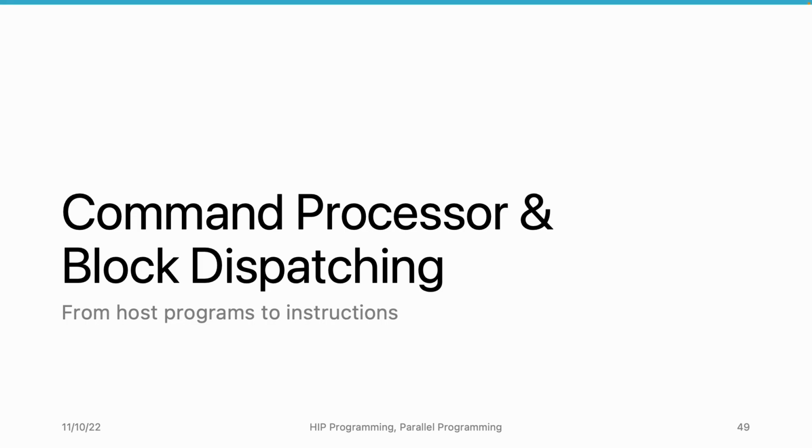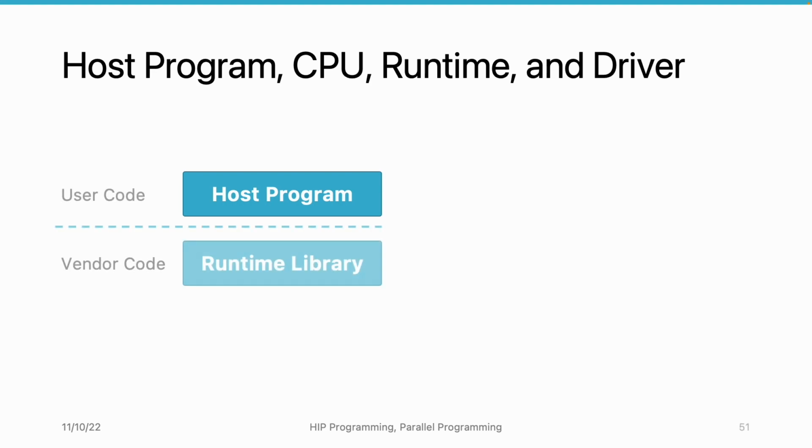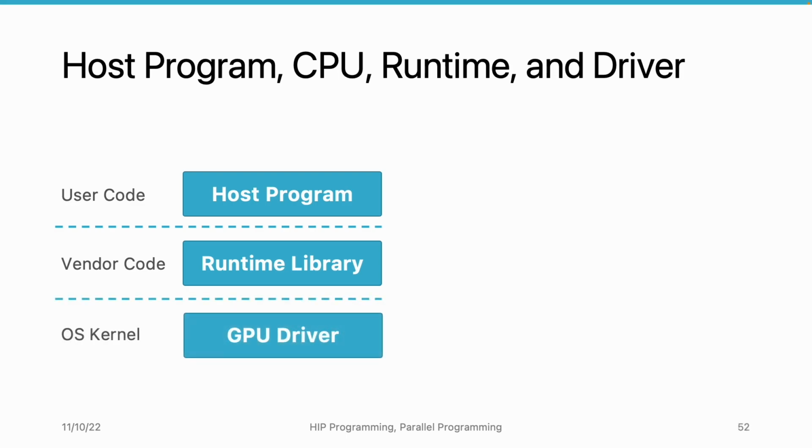We try to understand how your code works from the host program side, the kernel launching process, and how the instructions are being executed. So first, let's understand a few concepts: your host program, the CPU, runtime library, and the driver. When you write a GPU program, you first start with the host program. Your host program communicates with the runtime library, which is provided by the GPU vendor. Then, the runtime library also needs to call the GPU driver to fulfill the requirement.